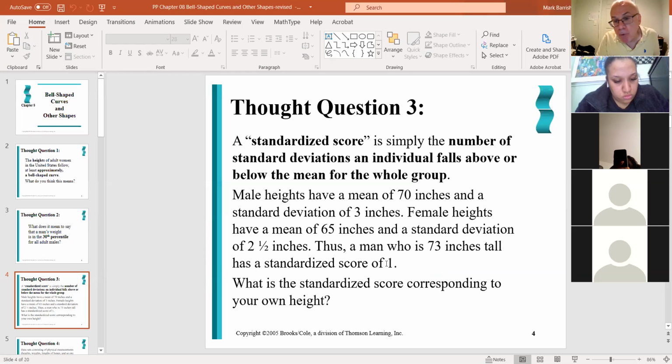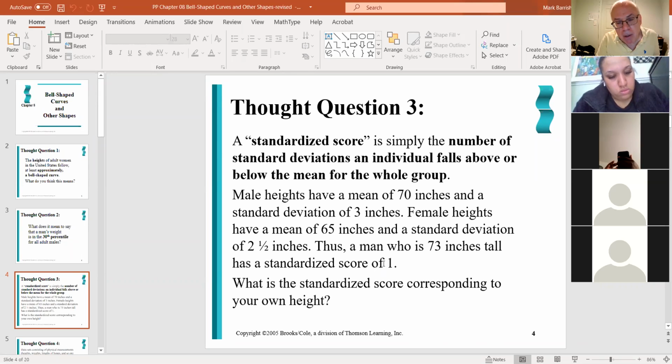Now, because it's positive, I know the person's taller. If the standardized score was -1, it would mean the person is 1 standard deviation shorter, right? For example, if the man was 67 inches tall, okay, 67 minus 70 is -3. And if you divide that by 3, that's -1. So a man who's 67 inches tall would have a standardized score of -1, and that person is 3 inches shorter than the average man. So the negative would tell you your raw score is less than the mean.